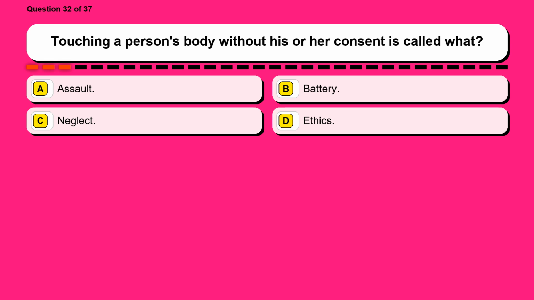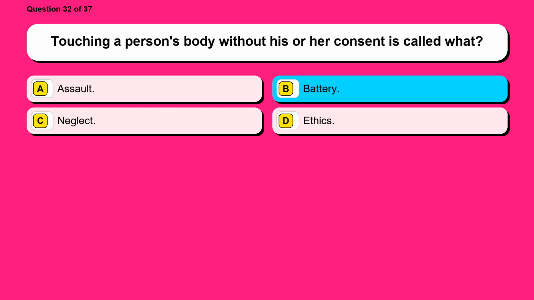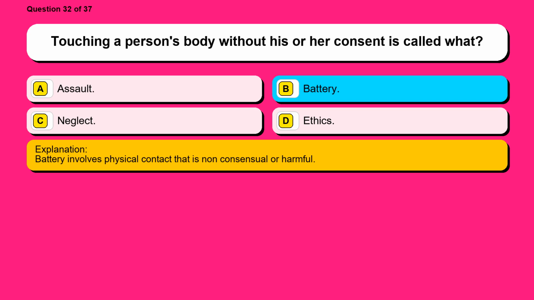Question 32. Touching a person's body without his or her consent is called what? Option A. Assault. Option B. Battery. Option C. Neglect. Option D. Ethics. The correct answer is option B. Battery. Battery involves physical contact that is non-consensual or harmful.